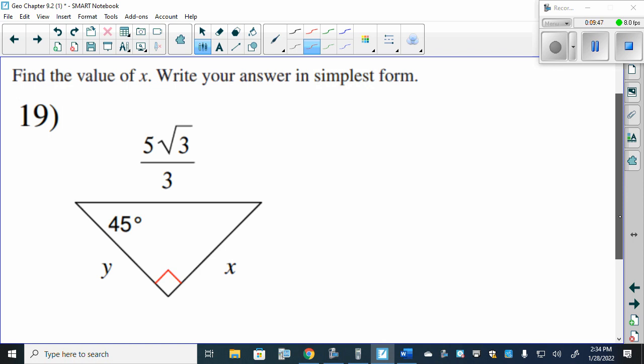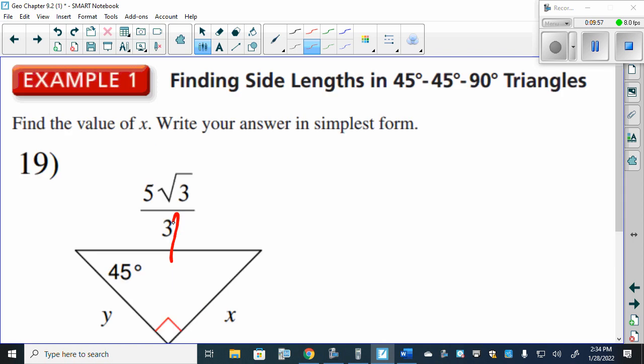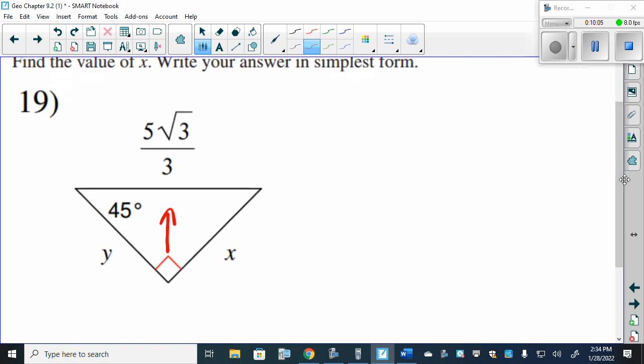And here, did they give us a leg, the side opposite the 45 degrees, or the hypotenuse? Hypotenuse, because it's the side opposite the 90-degree angle, because hypotenuse is always opposite the right angle, yes. So they gave us the hypotenuse. Well, if I want to find one of the legs, what do we do with the hypotenuse? We divide it by the square root of 2.